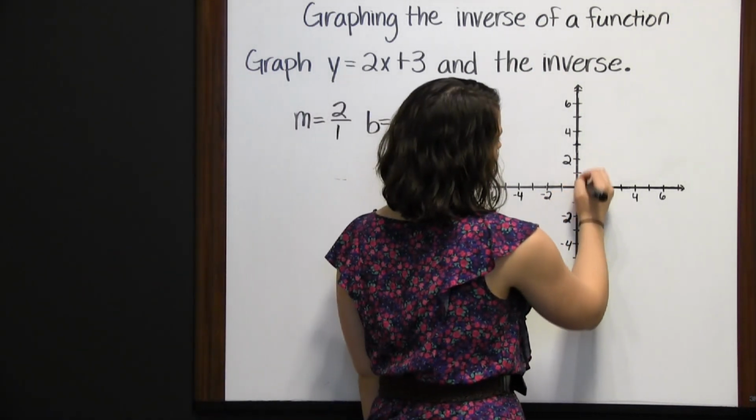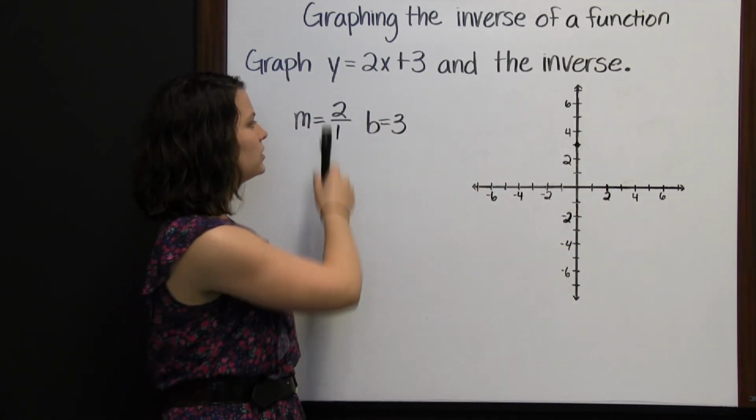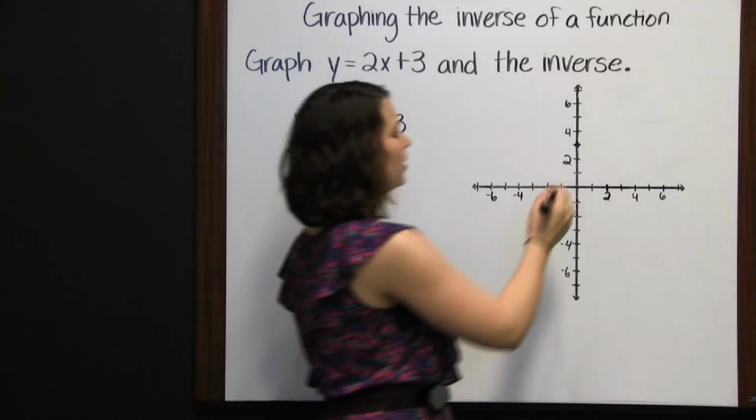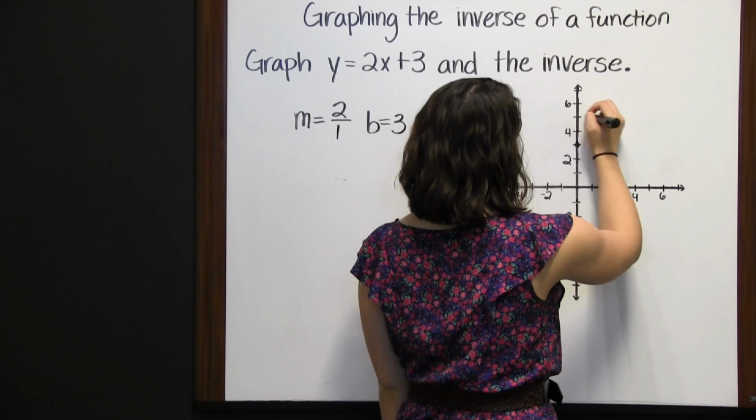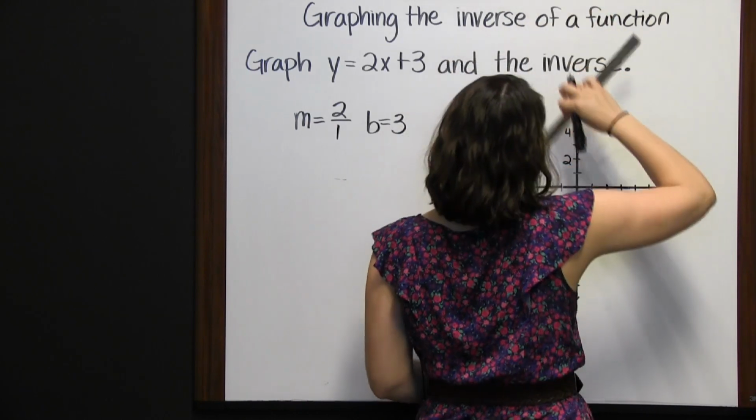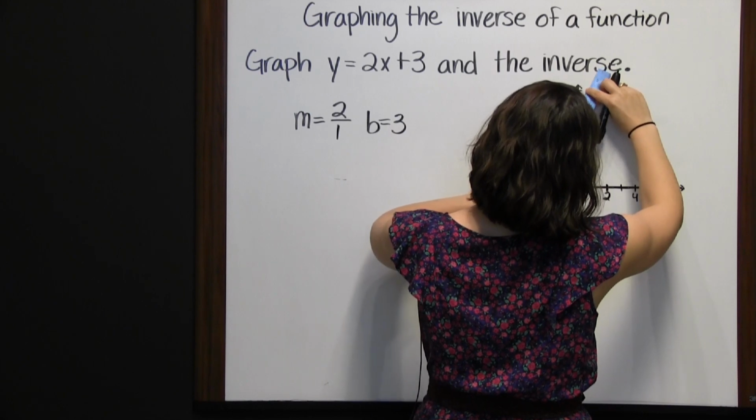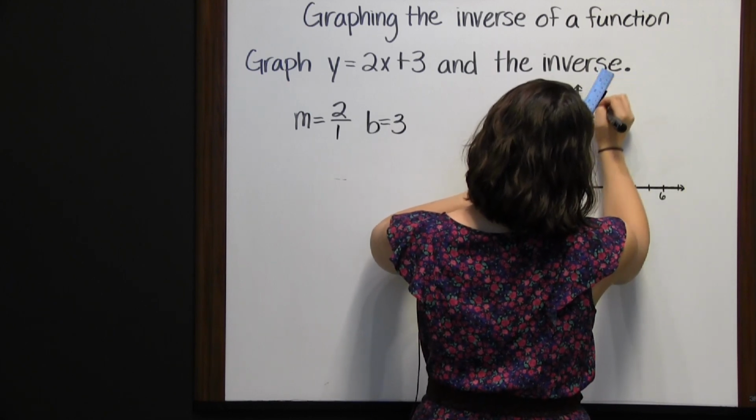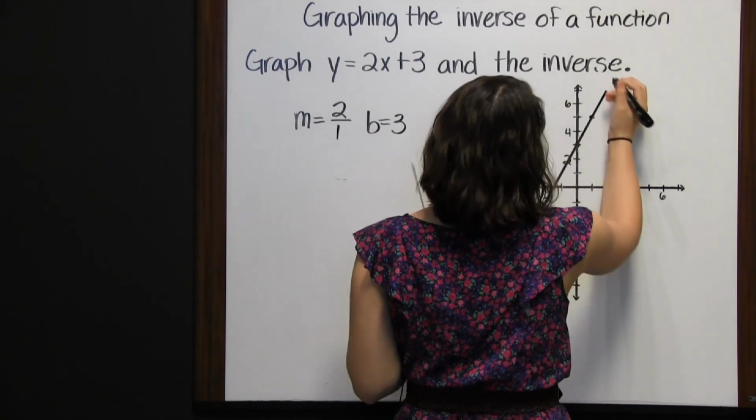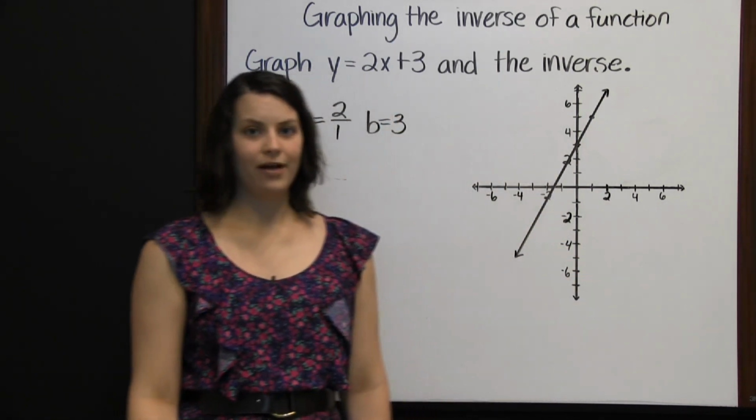So on our y-axis, we go up to 3, and there's the first point for our line. The slope is our rise and our run. So we need to rise 2 and run 1 from that point. Rise 2, run 1. Now we just need to connect those points with a line. And then put arrows on the end of our line to signify that that line goes on forever.